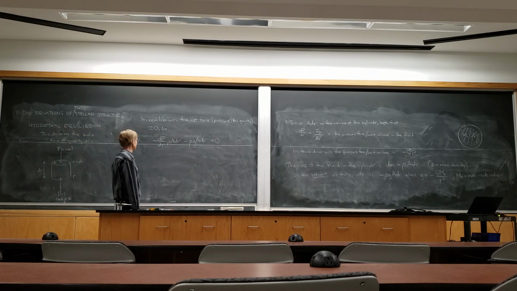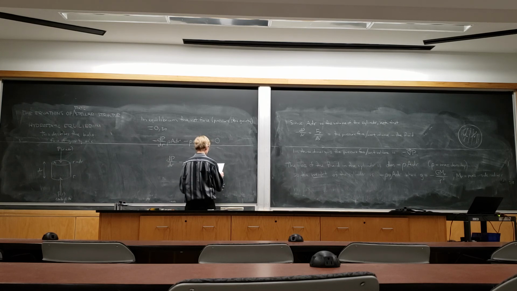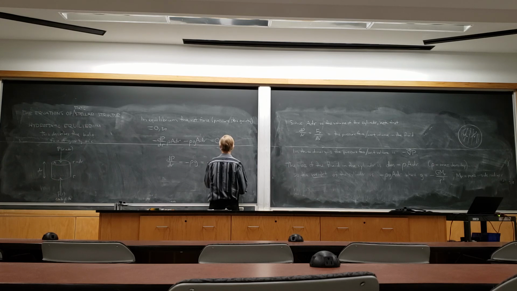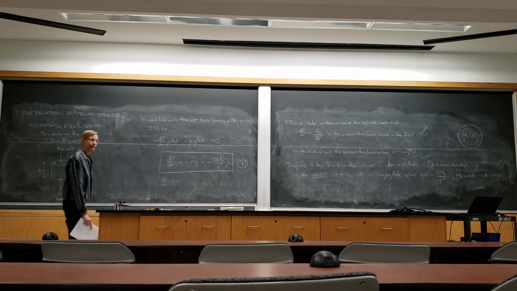And notice that a and dr appear in all the terms, so we can divide through by those. And so we find that dP/dr is equal to minus rho g, which is equal to minus g m sub r over r squared times rho. And that is equation 1, the equation of hydrostatic equilibrium.